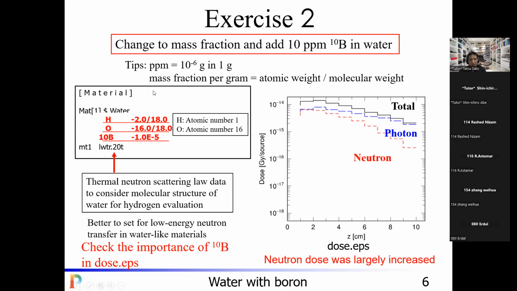And then add 10 ppm boron 10. The 10 ppm boron 10 means 10 to the minus 5, because 1 ppm is 10 to the minus 6 gram per gram, so 10 ppm is 10 to the minus 5. So this is the answer for this exercise. This material indicates water with 10 ppm boron 10.